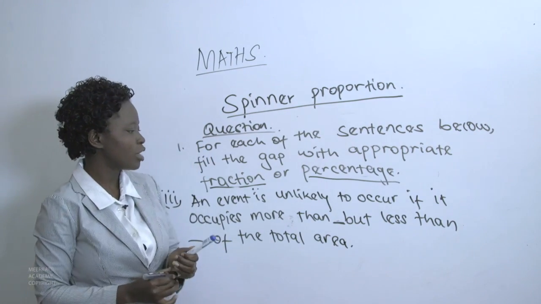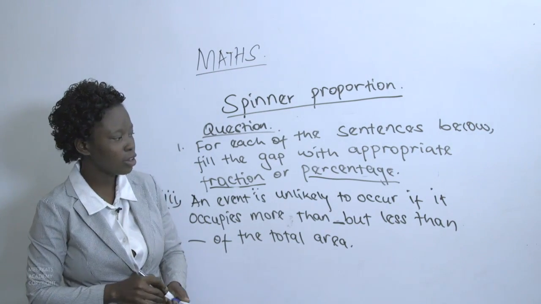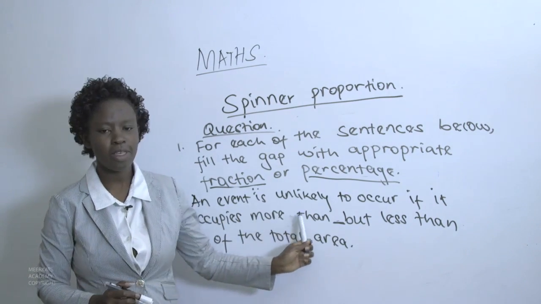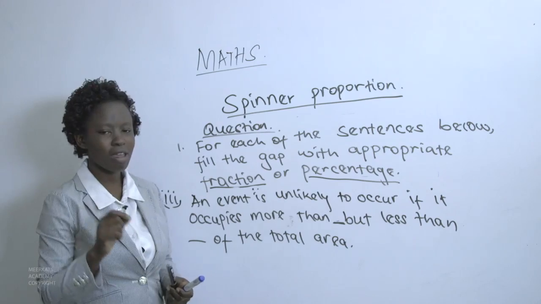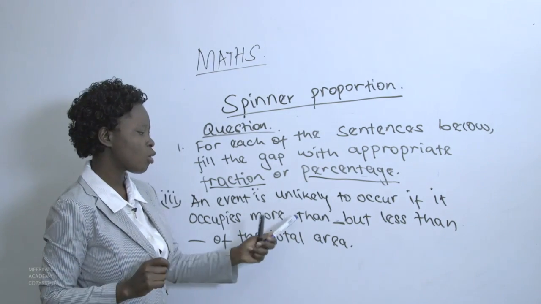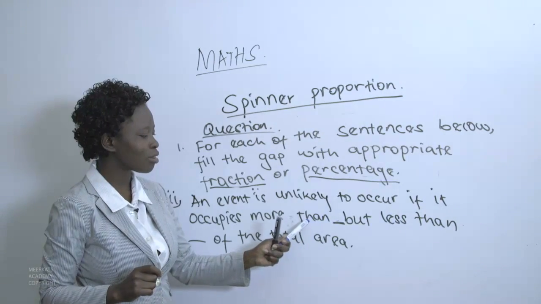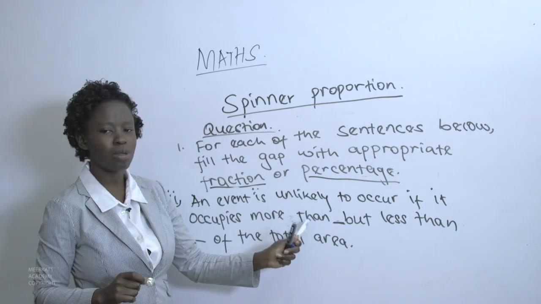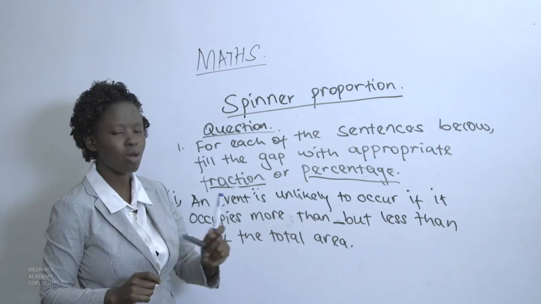So we are talking about an event that is unlikely to occur. Then this event will occupy more than dash. Since this event is unlikely to occur, it means there is a possibility of it occurring. So it means that there is no possibility of it being 0. So it cannot be below 0. It means that it is above 0.